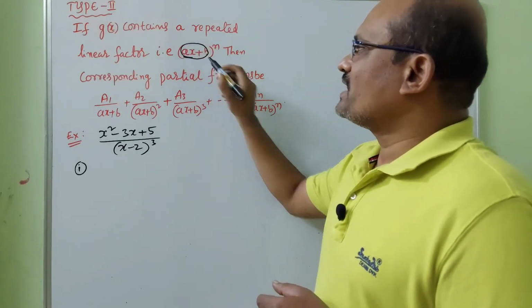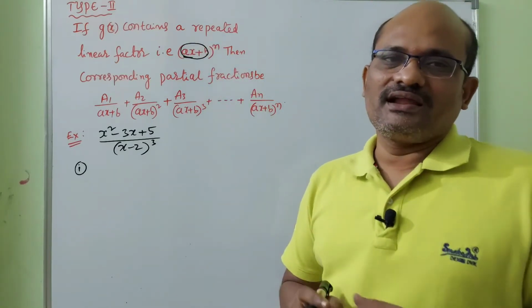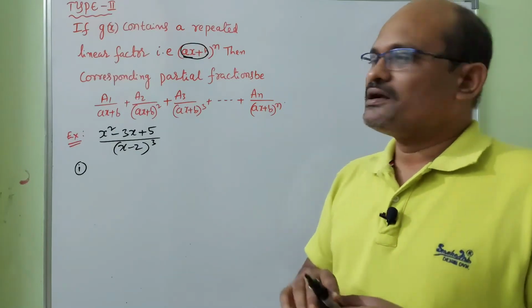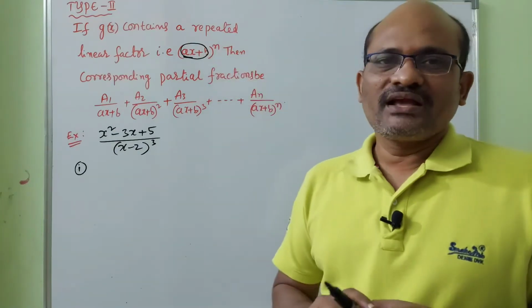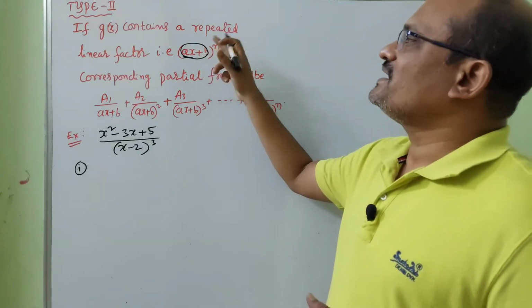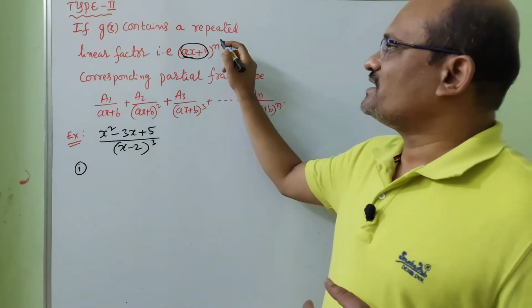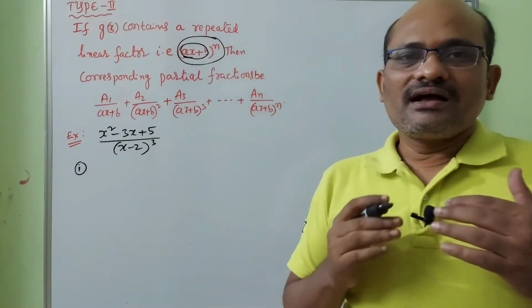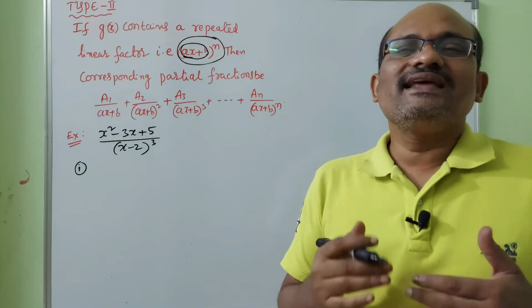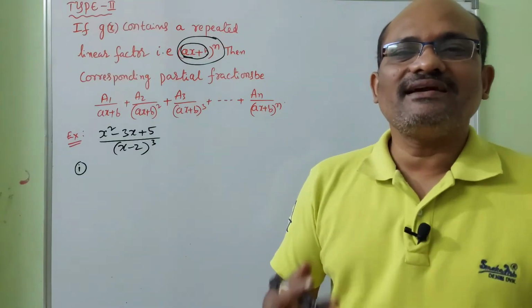Students, what is the degree of ax plus b? First degree. It is called linear factor. What is its power? n. That means it is repeating n times. That means this entire thing is called repeated linear factor. It is repeating n times.